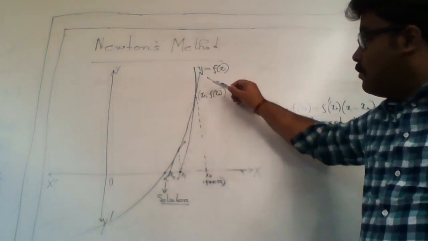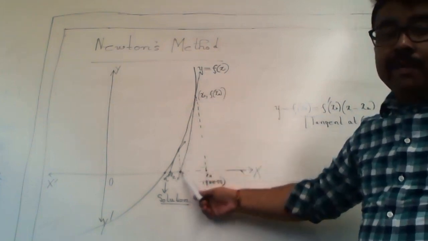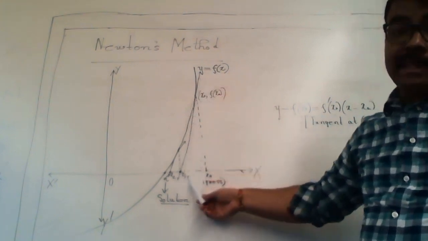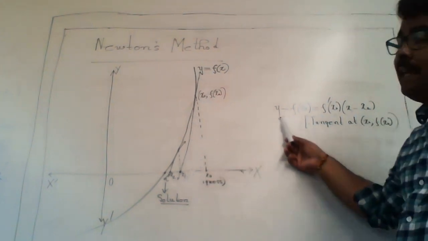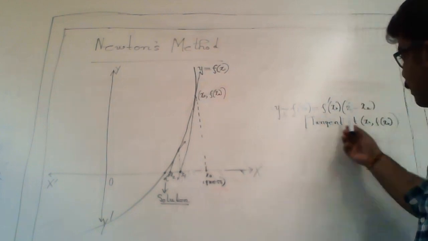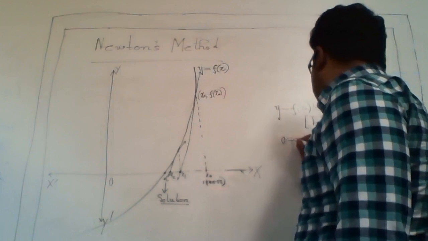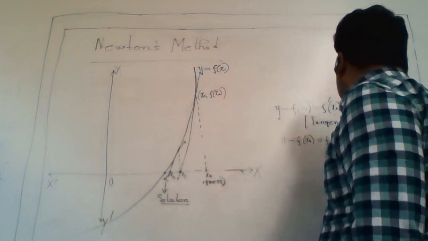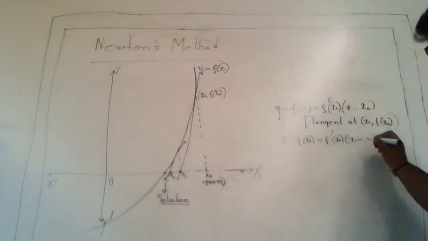Now in this equation, if you put y equals to 0, right, you get the point where this line cuts the x-axis, and that is the point x1, right? So if in this equation I put y equals to 0 and solve for x, I get the value of x1. So let's put y equals to 0 here. So in place of y I put 0. So 0 minus f of x0 equal to f prime x0 times x minus x0, right? Now let's solve this equation.